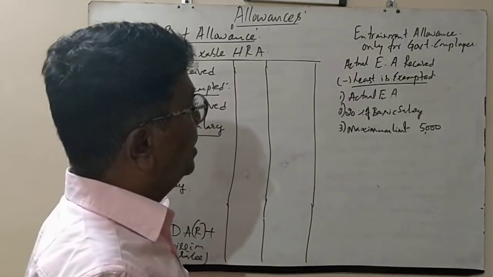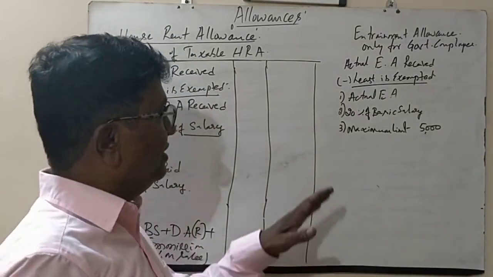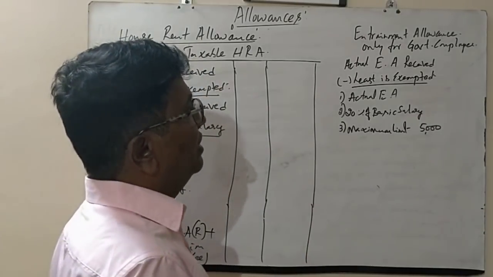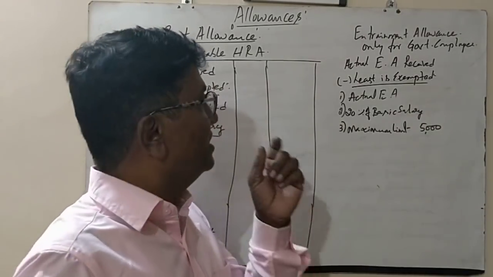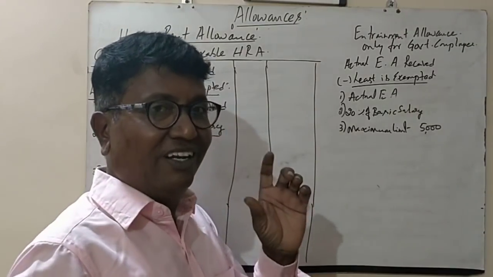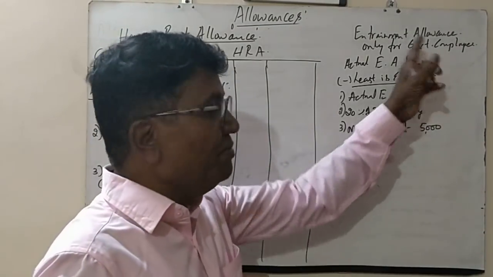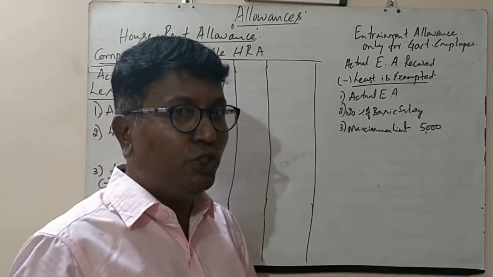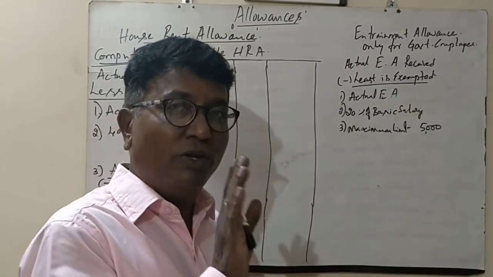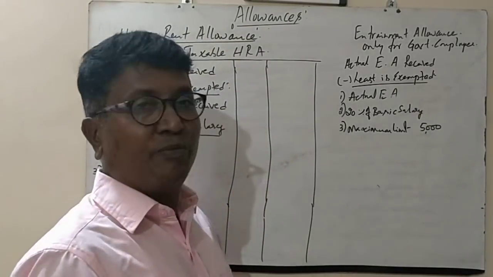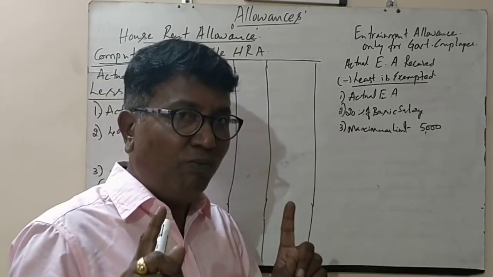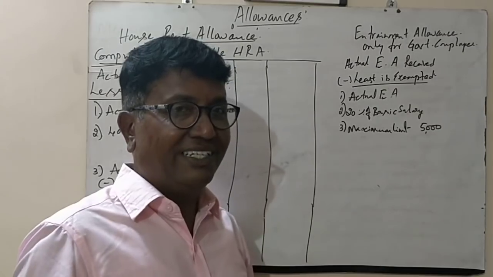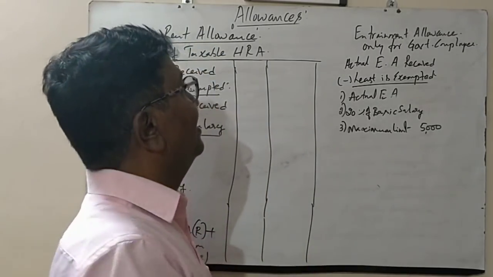Now let us come to the entertainment allowance. This is also one of the partly taxable and partly exempted allowances. This entertainment allowance is given an exemption only for a government employee, not for a non-government employee. Please make sure, my dear students, whenever entertainment allowance comes, the exempted portion is given only for government employees, not for all employees.